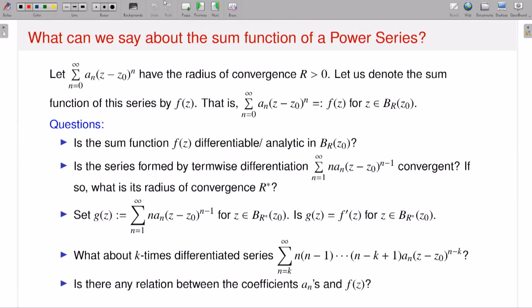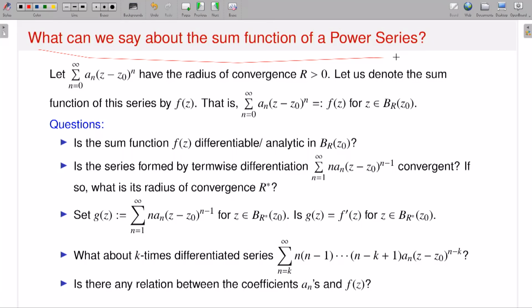As I said, I will start by recalling the questions from my earlier lectures. So again the same question: what can we say about the sum function of a power series? If I have a power series, it will have a sum function. What can I say about its analyticity, or what other observation can I make about the sum function? That's the question.